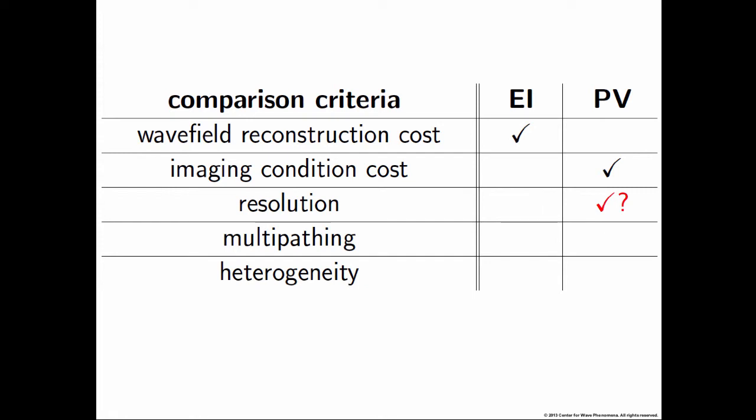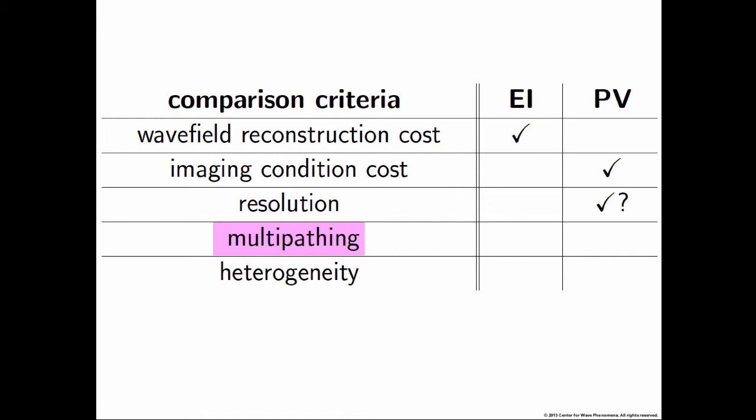However, I put the question mark here because we also do a local smoothing in space and time for the pointing vectors, which can reduce resolution. And as I will show next, sometimes we don't get the correct angles for the pointing vectors because of the specular assumption that I make. So that's the next part, multipathing.